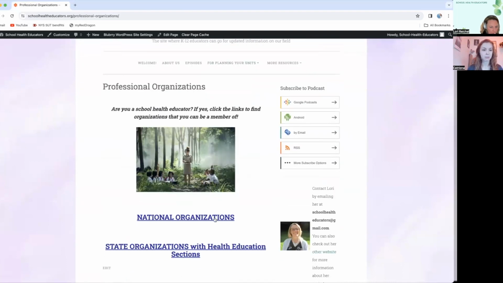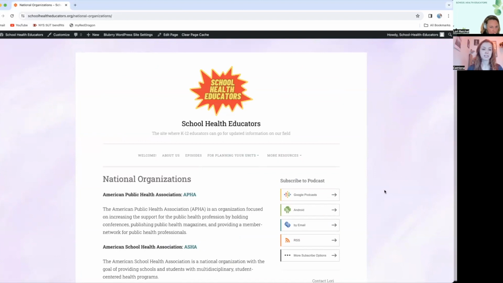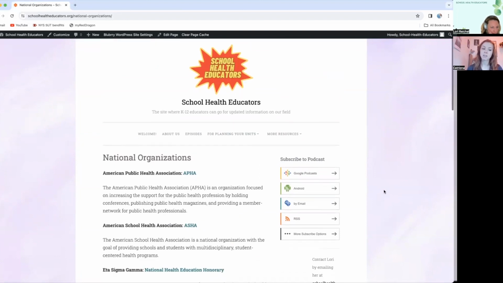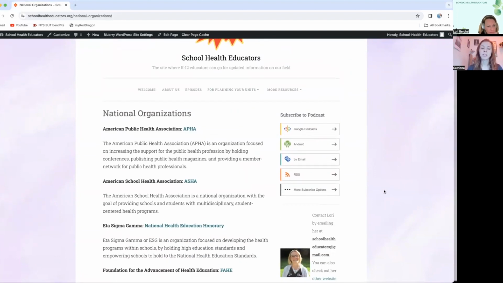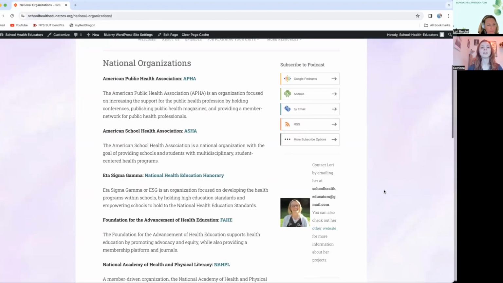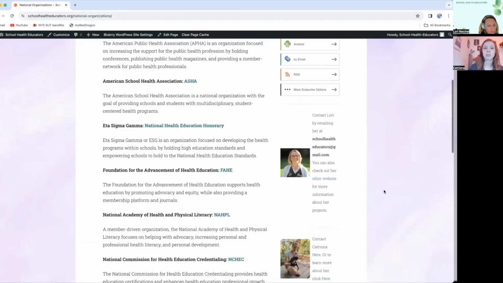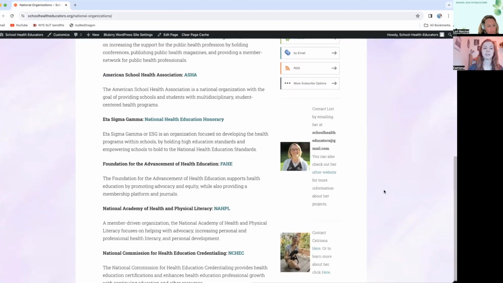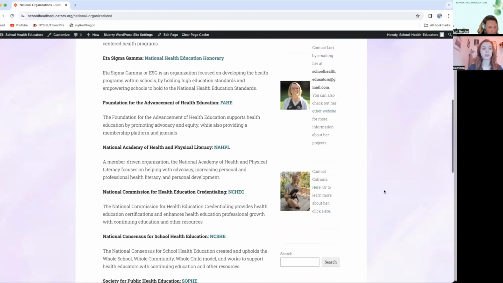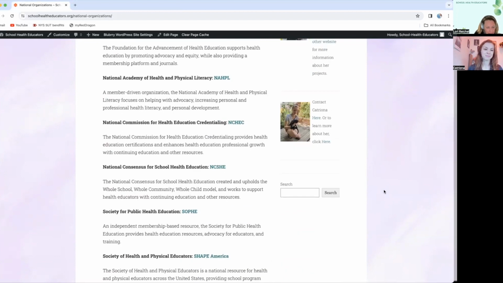There it goes. Yeah, under professional organizations, that's got the American Public Health Association, American School Health Association, and other national organizations that are focused on health educators and student health education. So check those out.